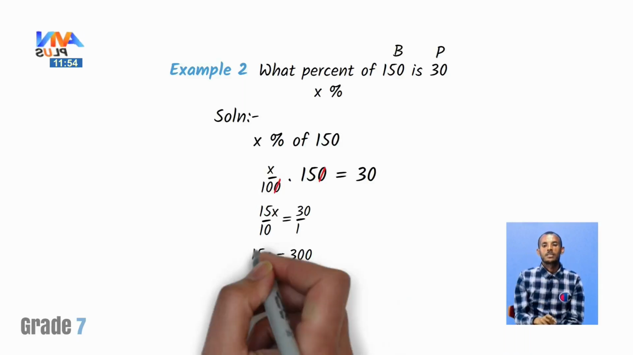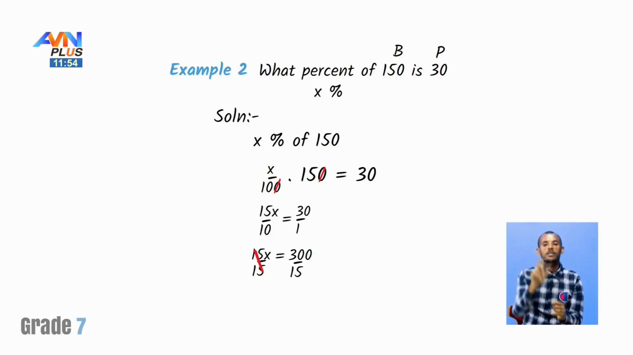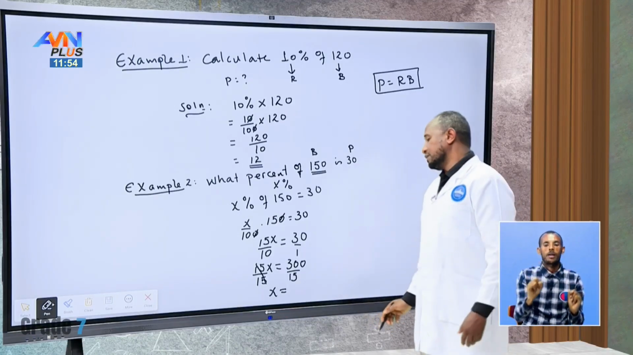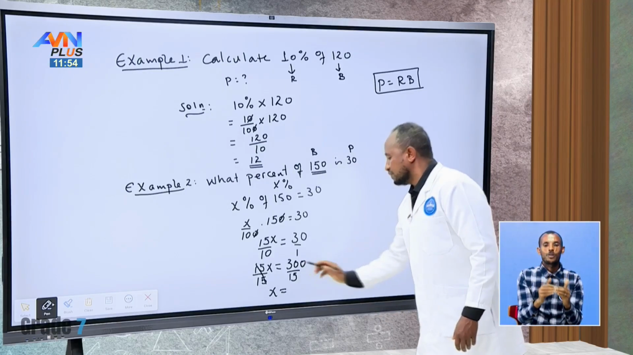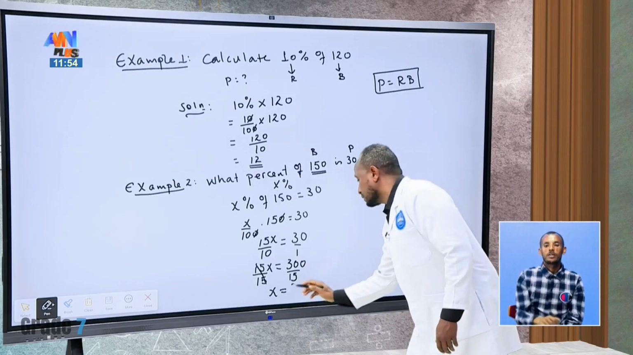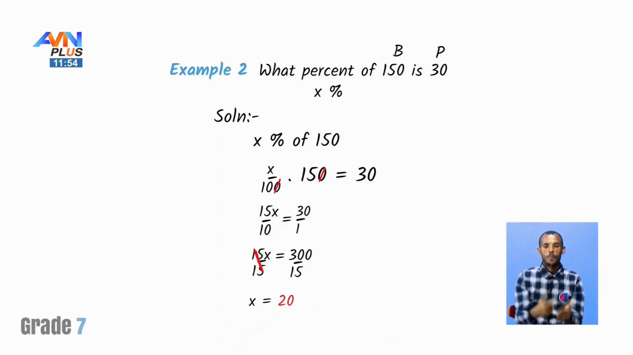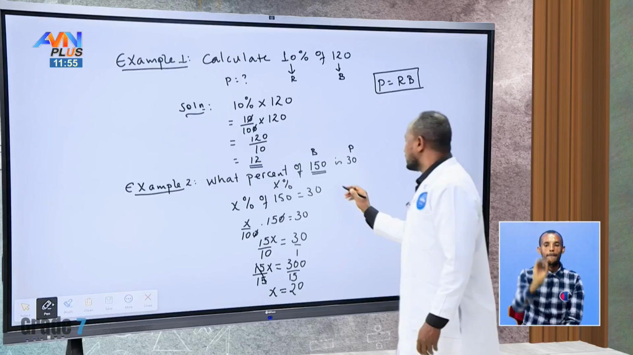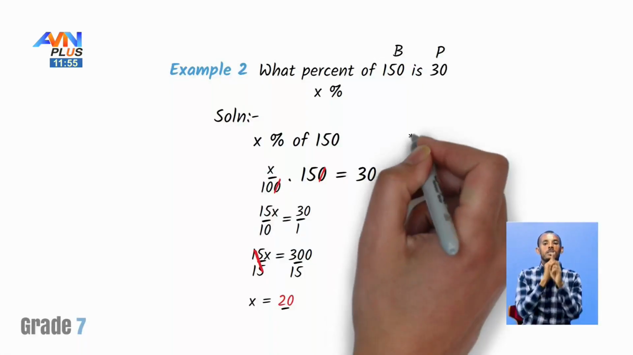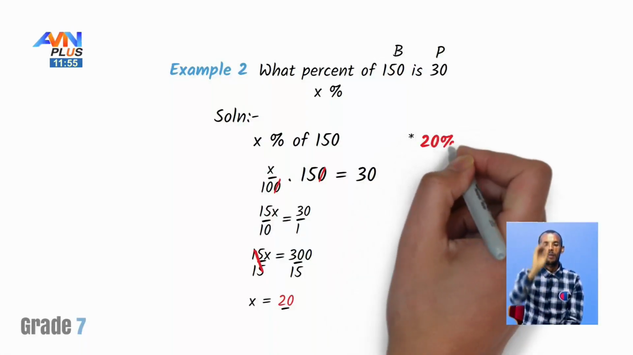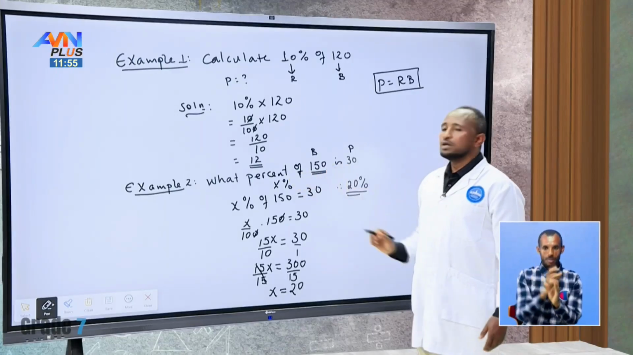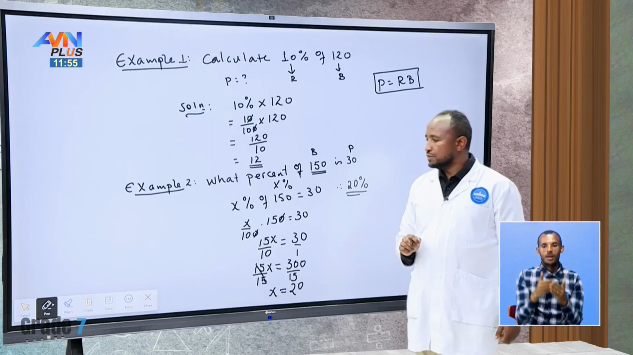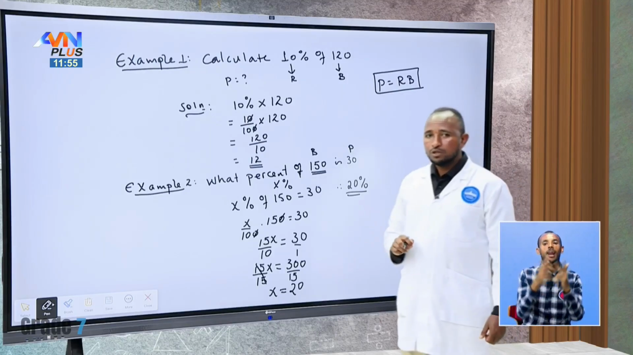Therefore, finally this cancels out. X is equal to 300 divided by 15, which gives you 30 over 15 is 2, it becomes 20. Therefore, the answer will be x is 20, so it must be 20%. So if you calculate 20% of 150, you get 30. So that's it. Now I'll proceed to the third example so that you'll try the example.